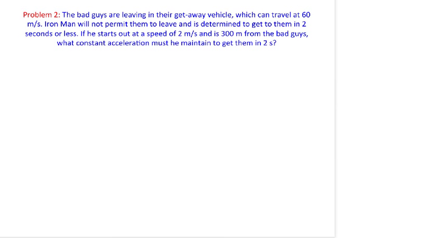Okay, so here's the second problem. It says the bad guys are leaving in their getaway vehicle, which can travel at 60 meters per second. Iron Man will not permit them to leave and is determined to get to them in 2 seconds or less. If he starts out at a speed of 2 meters per second and is 300 meters from the bad guys, what constant acceleration must he maintain to get to them in 2 seconds?